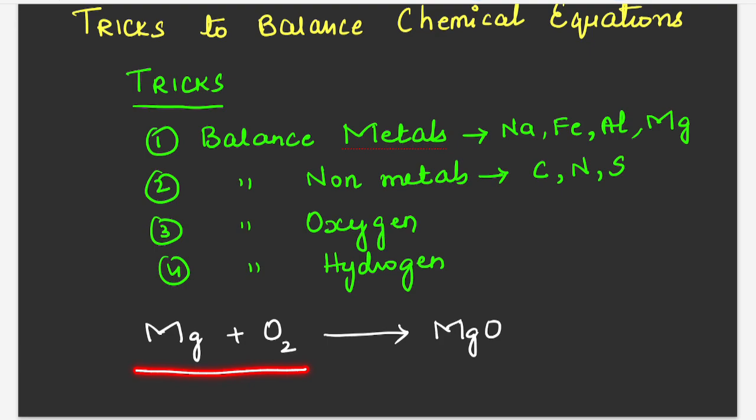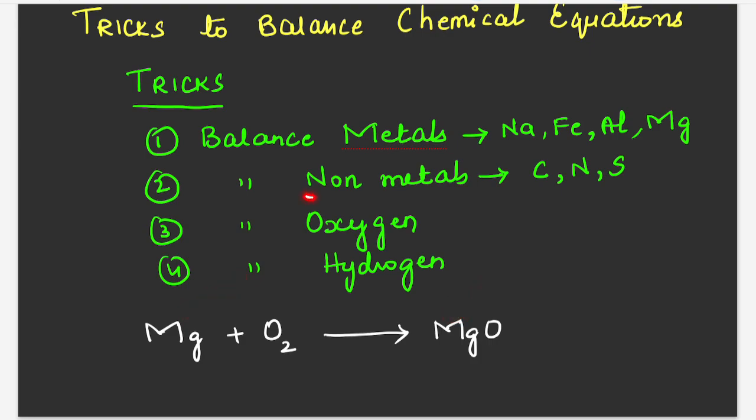This side is called LHS, the left hand side. The arrow mark is here, and on the other side of the arrow mark is the RHS, the right hand side. LHS and RHS you have to compare. Here 1 magnesium, and here also 1 magnesium. Therefore it is balanced. Next, what should you do?